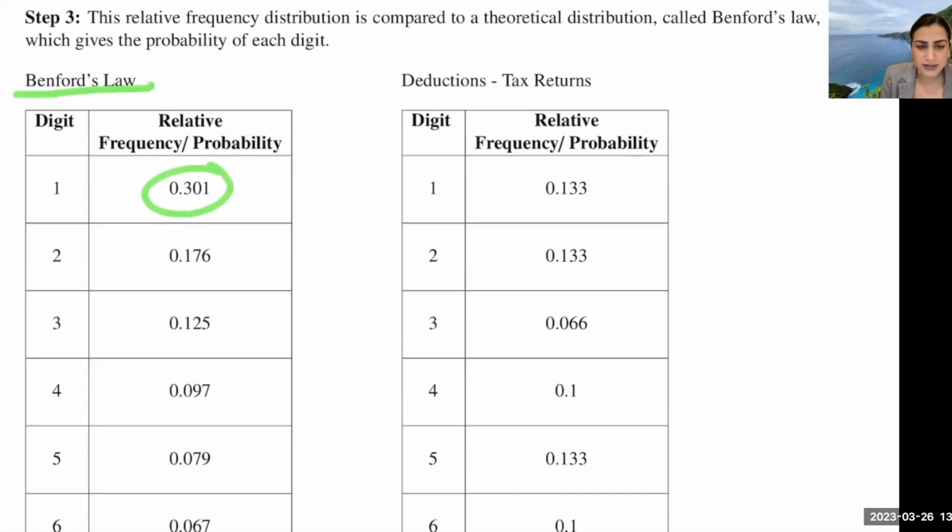Okay, so Benford's law tells us that if we have a naturally occurring data set, let's talk about TikTok likes. Okay, that's a naturally occurring set. So that one, it says that 30.1%, if we convert this into a percent, 30.1% of the likes in TikTok are going to start with the 1.